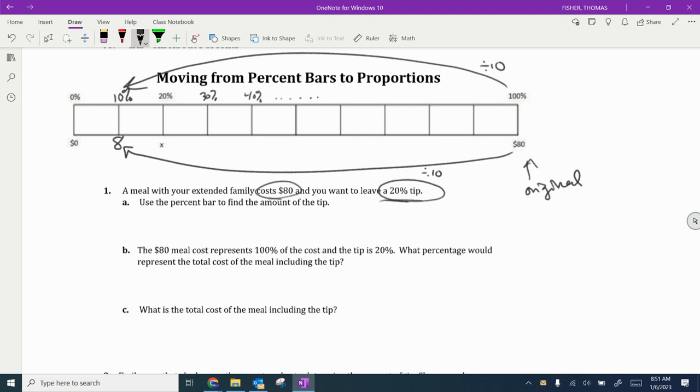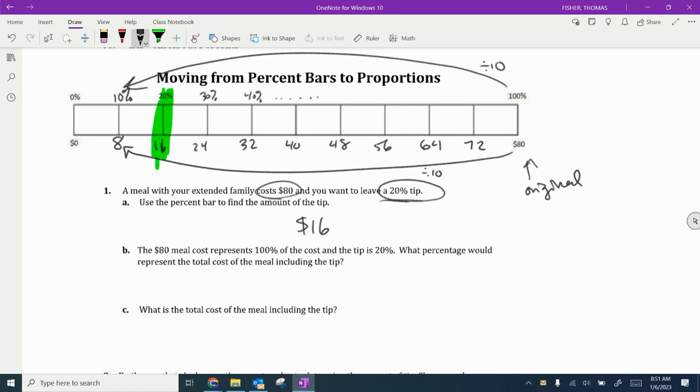And then if 10% is 8, we want to get to 20%, we're just going to count by 8. So 8, 16, 24, 32. We can keep going if we want: 40, 48, 56, 64, 72, 80. So 20% is $16 right here. That represents the amount of the tip.